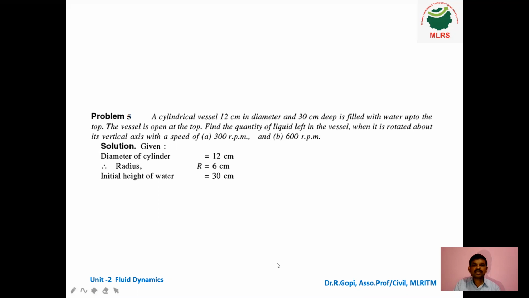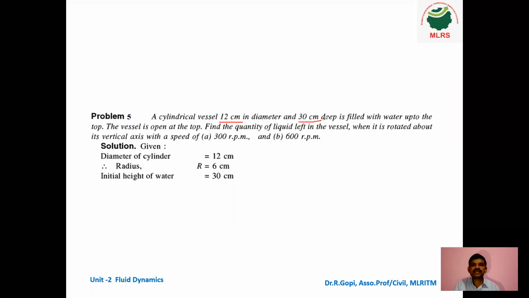A cylindrical vessel of 12 centimeter in diameter and 30 centimeter deep is filled with water up to the top. Okay. So a cylindrical vessel is there, cylindrical container, 12 centimeter in diameter and 30 centimeter depth, filled with water up to the top. The vessel is open at the top. Find the quantity of the liquid left in the vessel.